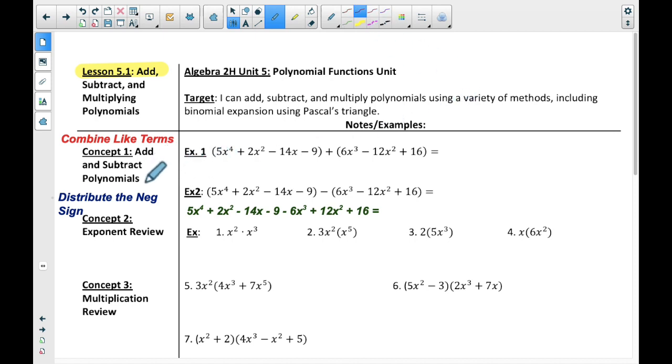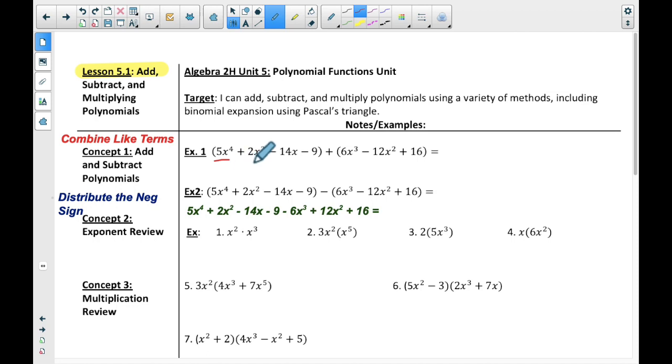When we add and subtract polynomials, first of all, notice we have a polynomial here. It has several terms in it, and then we have another polynomial. So this polynomial has 4 terms, this polynomial has 3 terms. That's a lot of stuff. We're going to add like terms. So when we say like terms, we look for the same power.